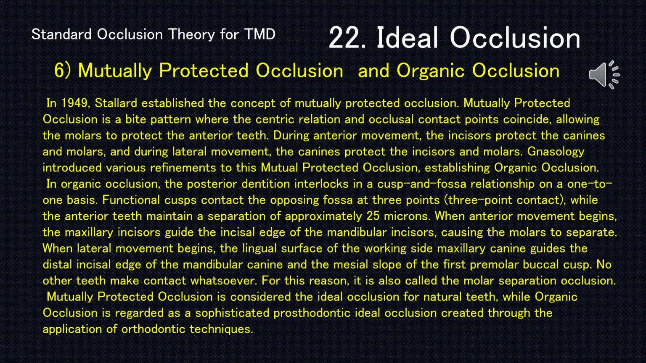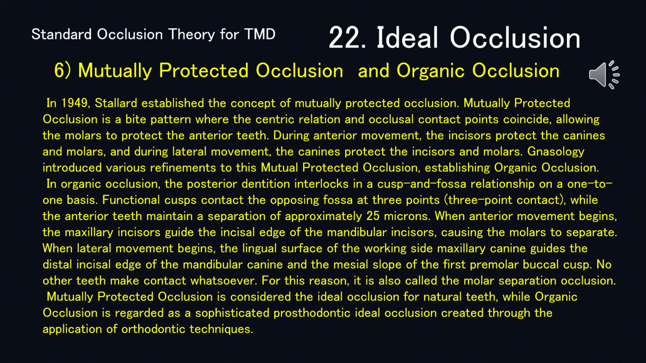6. Mutually protected occlusion and organic occlusion. In 1949, Stallard established the concept of mutually protected occlusion. Mutually protected occlusion is a bite pattern where the centric relation and occlusal contact points coincide, allowing the molars to protect the anterior teeth. During anterior movement, the incisors protect the canines and molars, and during lateral movement, the canines protect the incisors and molars.